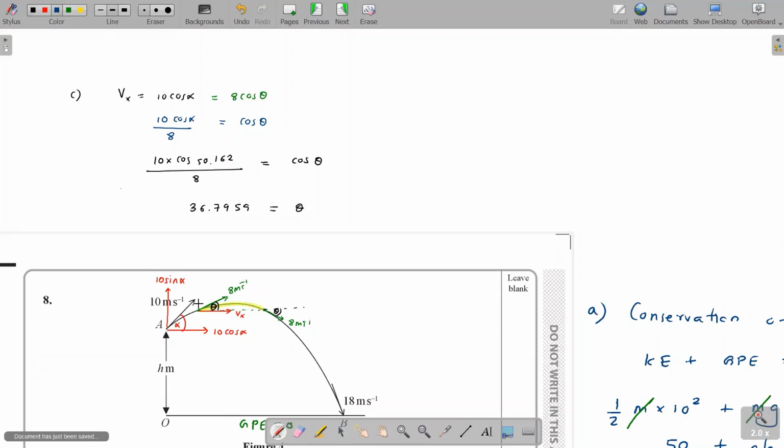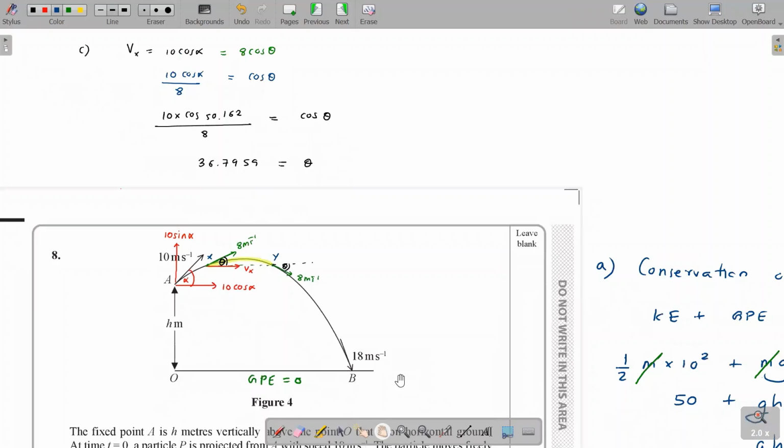Let's say this point is A. We have already used it. Let's say this point is X. And let's say this point is Y. I need to find the time taken to move from X to Y. How do I find the time taken to move from X to Y? We could use, for example, the vertical component at X would be 8 sine theta, isn't it?